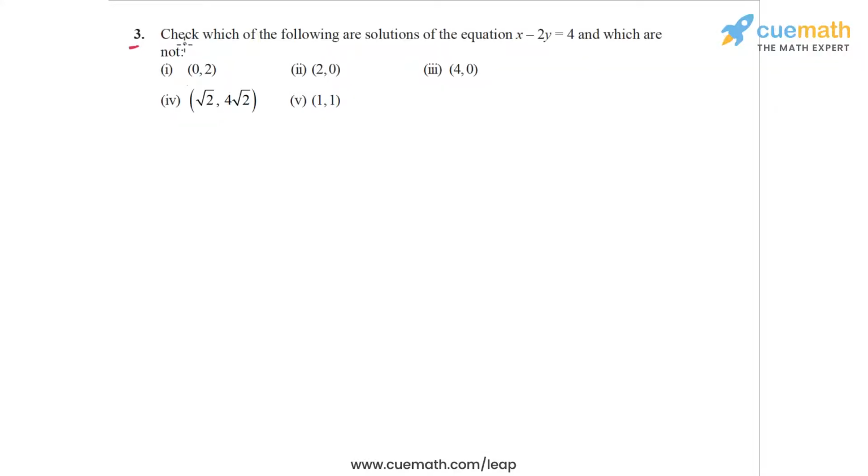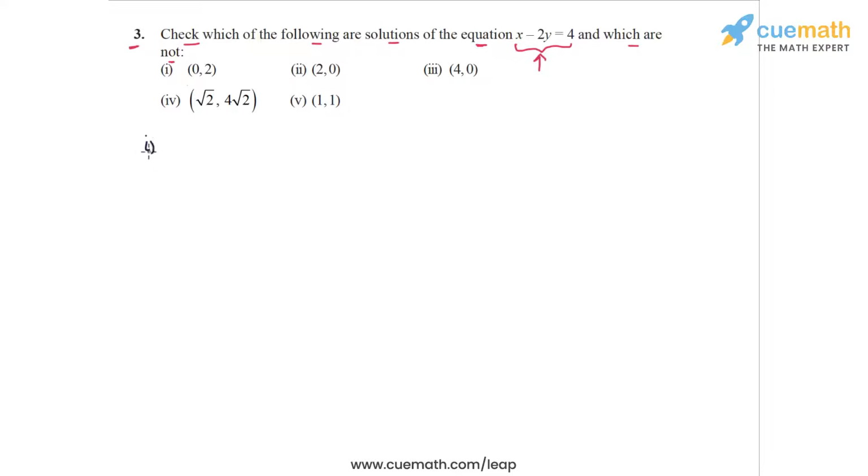In question 3, we have to check which of the following are solutions of the equation x minus 2y equal to 4 and which are not. So we are given these 5 pairs of numbers and we have to check for each pair whether it is a solution of this equation or not. So we have to simply substitute that pair of numbers into the equation and see if the equation is satisfied or not. If the equation is satisfied, then that pair of numbers is a solution. If it is not satisfied, then the pair of numbers is not a solution.